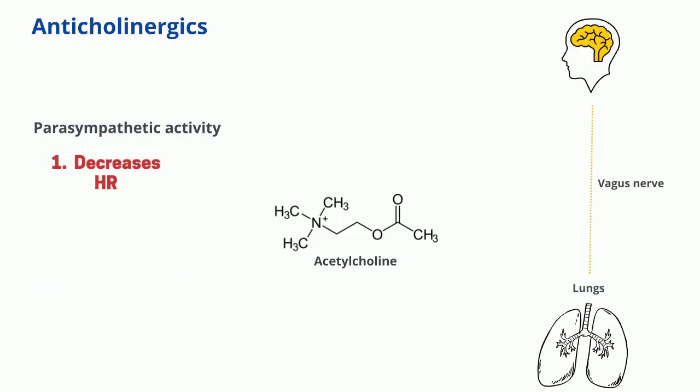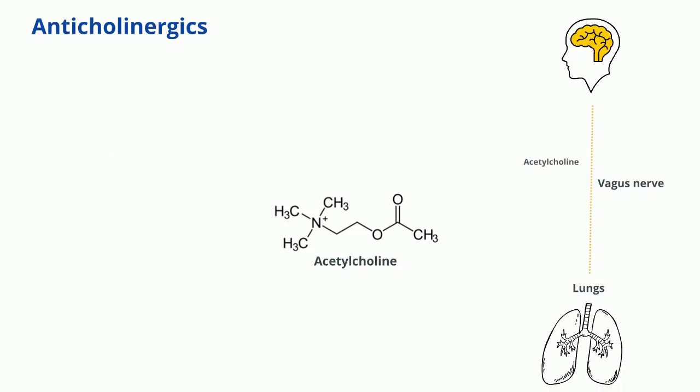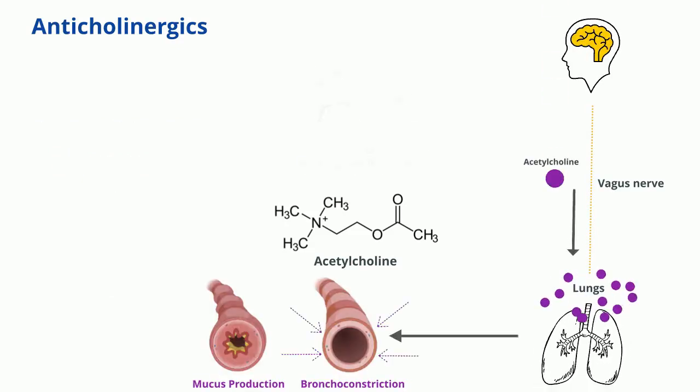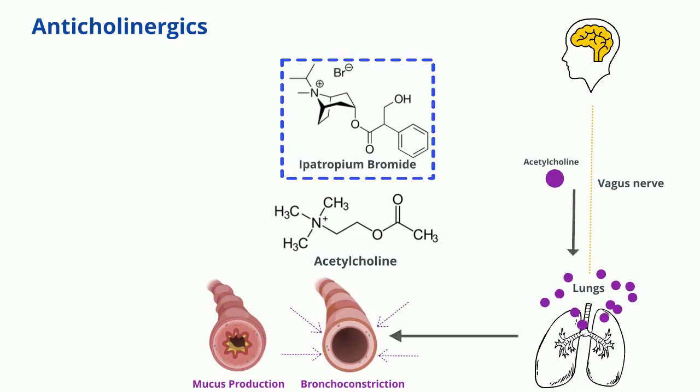Acetylcholine is released as a neurotransmitter from cholinergic nerves supplied by the vagus nerve. Anticholinergics work to counteract parasympathetic activity by inhibiting the activity of acetylcholine. They're acetylcholine antagonists and thereby prevent mucus secretion and bronchoconstriction from occurring.